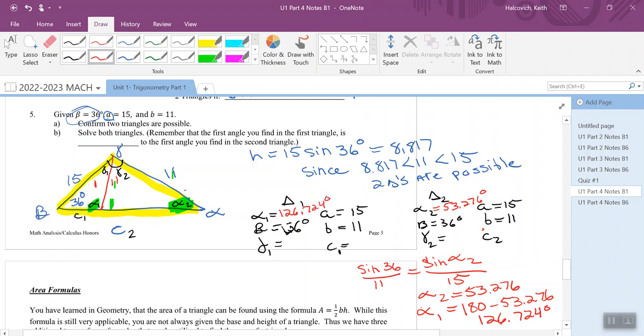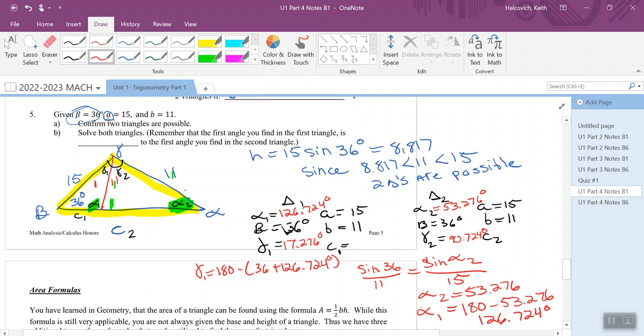Okay, so now you have those two angles right there. To get the third angles, you can subtract, right? So gamma 1 is equal to 180 minus 36 plus 126.724. Right, so if I do that, you get 17.276 degrees. And I can do the same thing here, and I get gamma 2 is 90.724 degrees.